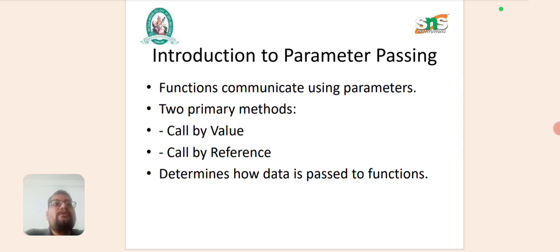Today I am going to talk about Introduction to Parameter Processing in C language. First one is functions communicate using parameters. There are two primary methods in communicating parameters. The first one is call by value and the other one is call by reference. Actually, in the previous video we saw about call by value. And the last one is to determine how data is passed to the functions.